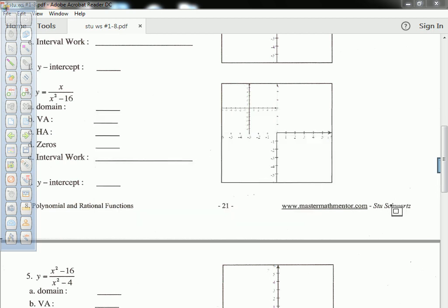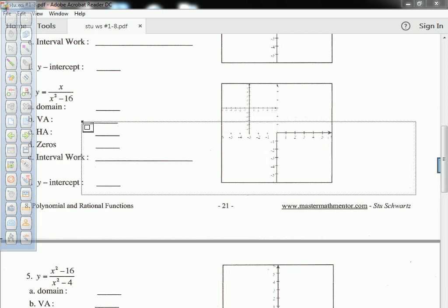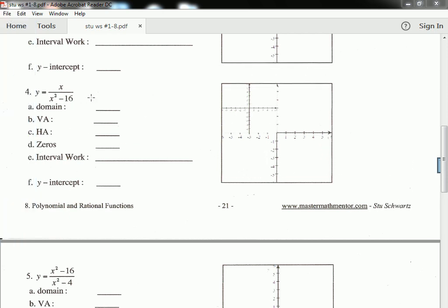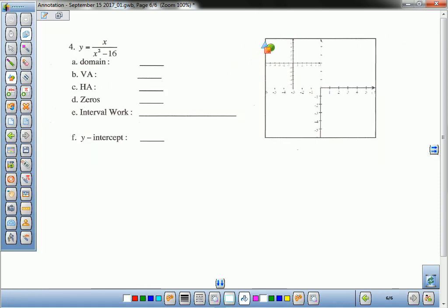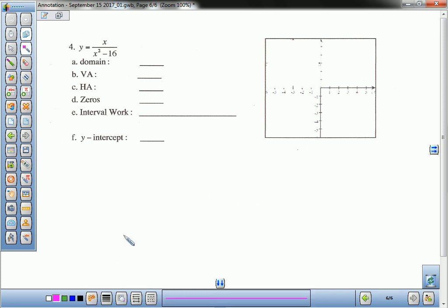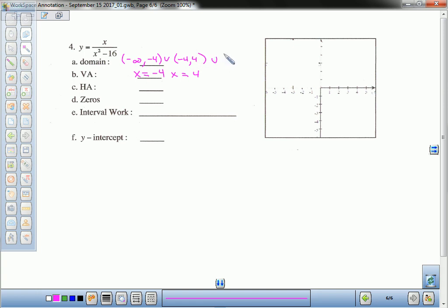What is going on with my crazy graph? Okay, you get a crazy graph, I got a grid inside of a grid on mine. All right. What are my restricted values on the domain? -4 and 4. Very good. So negative infinity to -4, -4 to 4, 4 to infinity.